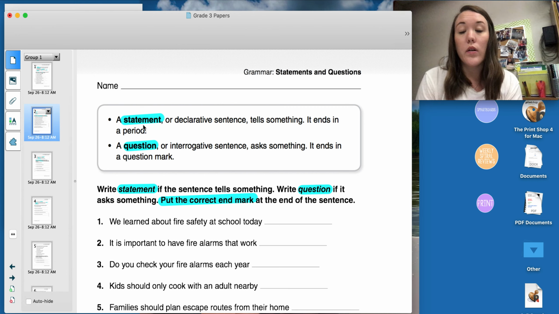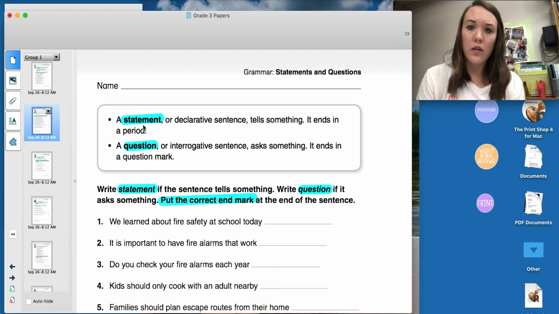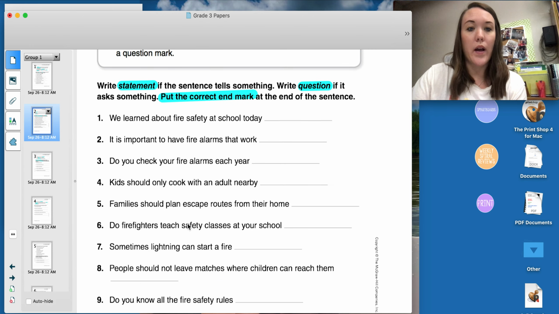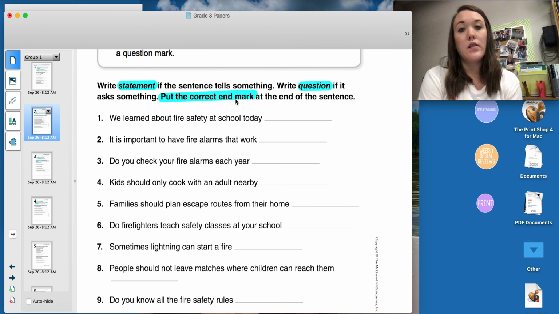A question, or sometimes we call that an interrogative sentence, asks something and it ends in a question mark. So, "Do you like cats or dogs?" "Where's your backpack?" Those are both questions that end with a question mark. The directions on this page say to write a statement if the sentence tells something, write question if it asks something, and put the correct end mark at the end of the sentence. So these directions are having us do 2 different things.